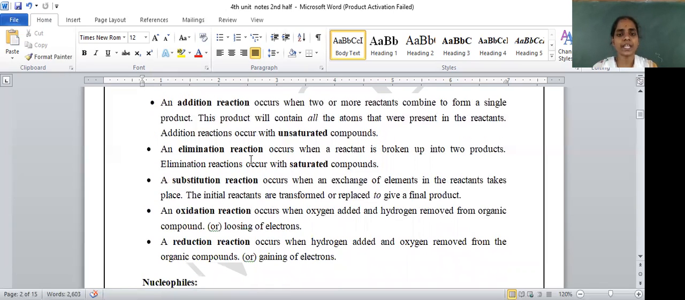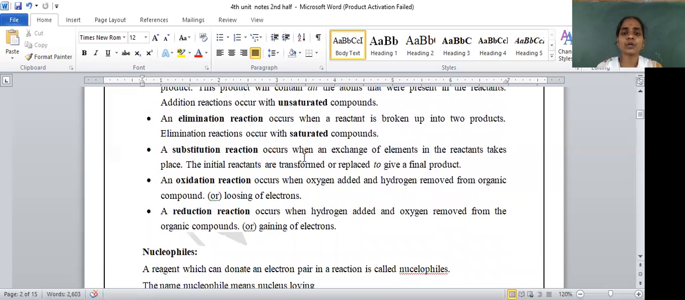And elimination reaction. Elimination reaction is nothing but the elimination of a group, where the pi bond is breaking and the groups are eliminated. The best example is dehydrohalogenation, where we are removing a hydrogen and a halogen. So we are eliminating the group. That is called an elimination reaction. And a substitution reaction, where one group is substituted by another group, such reactions are called substitution.